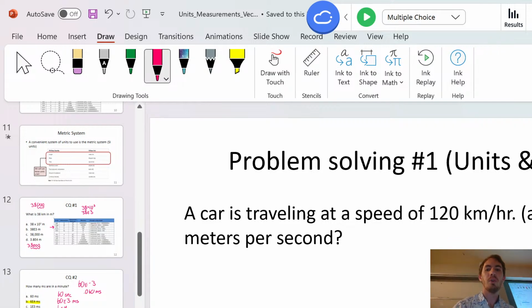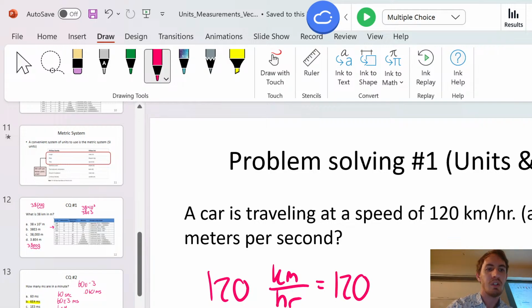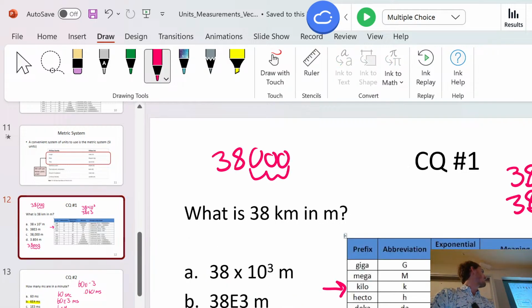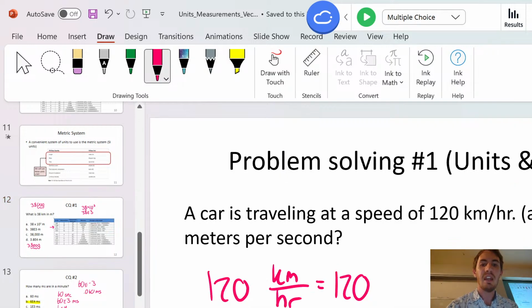So we need to go from 120 kilometers per hour all the way over to what it is in meters per second, and we are going to do that piece by piece. First thing we recognize is kilometers is not meters, so we need to convert that. So we do the same thing we did last time. We look at our little table thing and we say, oh, there's 1,000 meters in a kilometer, aka I need to multiply this by 10 to the 3.